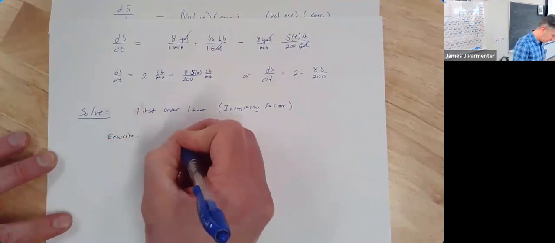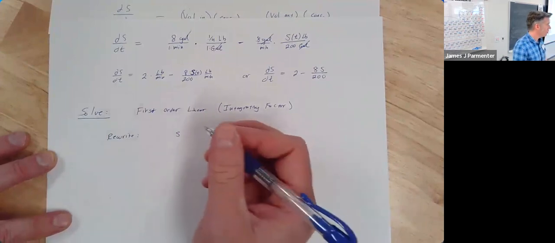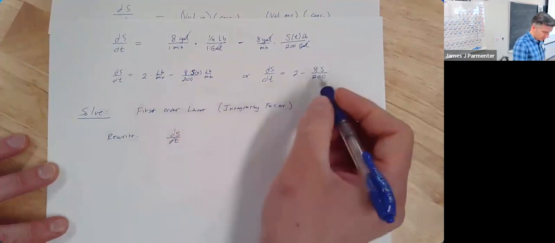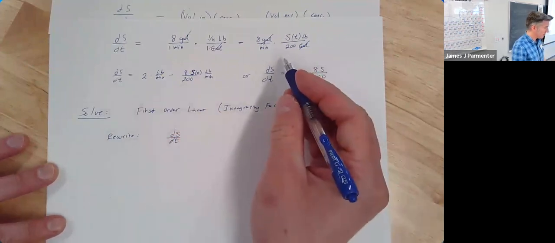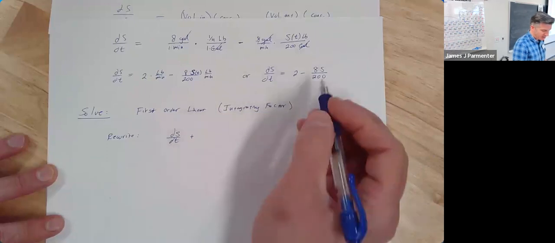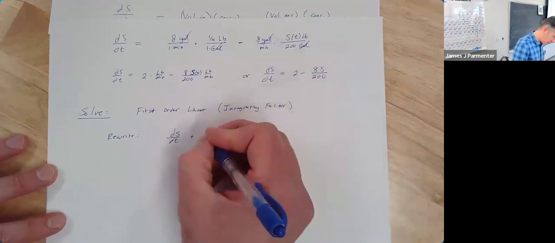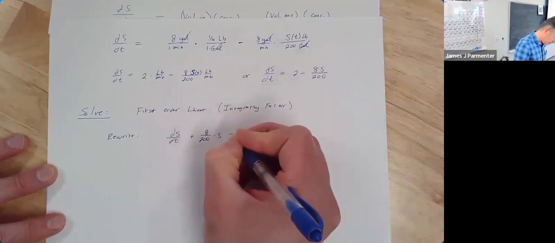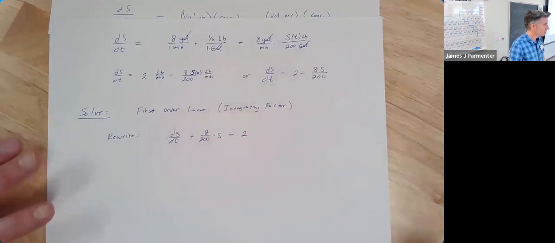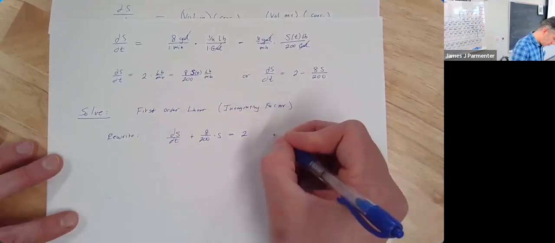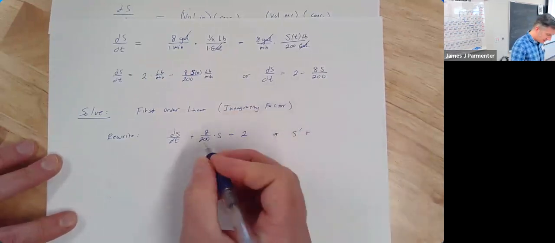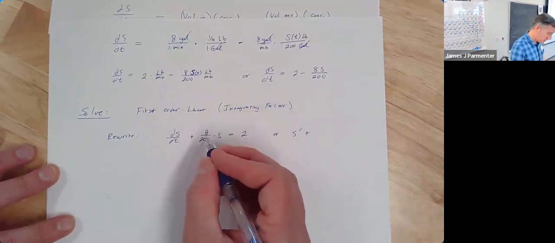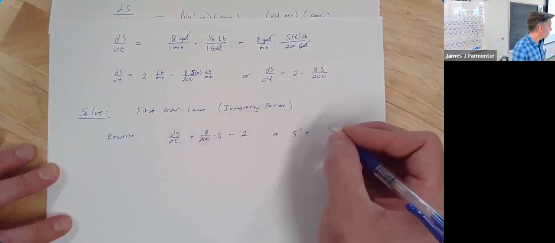S prime, or ds dt, whichever way you like. Let's write ds dt. And I'm going to bring over the thing that has the S. It's going to be plus, I should probably reduce that 8 over 200, but I'll do that in a second, 8 over 200 times S equal to positive 2. Or if you prefer, S prime plus 8 over 200 reduces to 4 over 100, which is 2 over 50, which is 1 over 25. That's it. Yeah, 1 over 25.